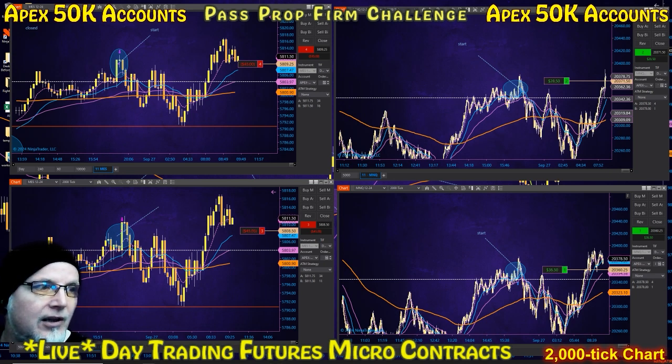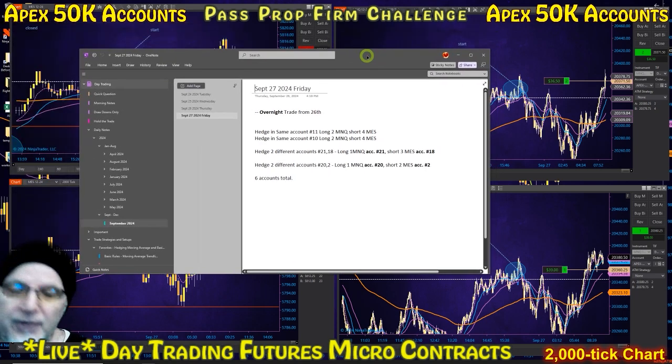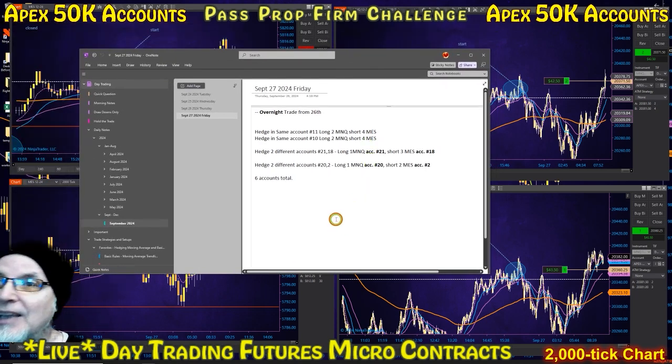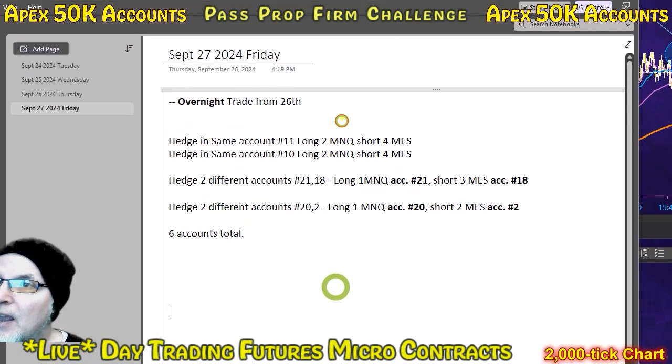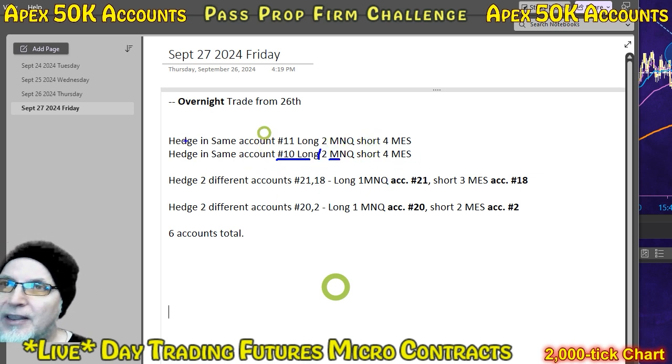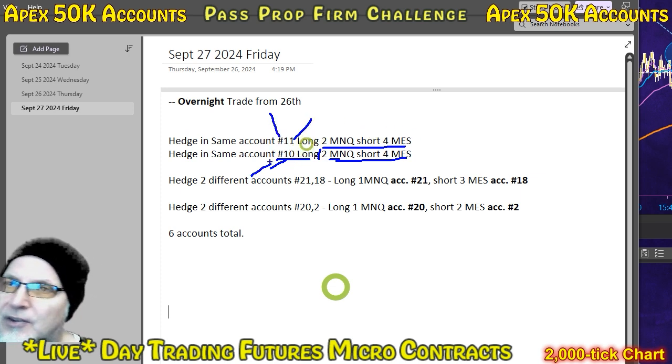And here are the trade setups that we have so far from the overnight that I have not closed because nothing really happened. Okay. We've got a hedge in one account, the same account. Account 11 has 2 long MNQ and short 4 MES. The second account is account 10. We have 2 long MNQ, 4 short MES, and these are 1 account each. They already have the hedge inside the accounts. So there's no reason to hedge this account against this one because it already contains a hedge.